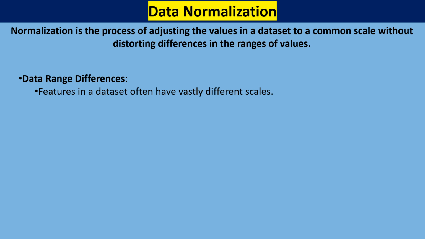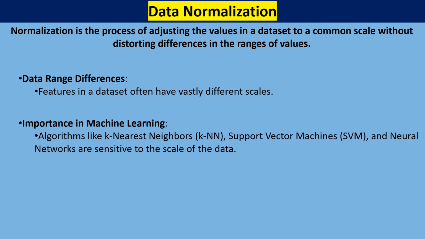Data scaling differences. Features in a dataset often have vastly different scales. For example, comparing a feature like age ranging 0 to 100 and income ranging 10,000 to 2 lakh. If left unnormalized, income will dominate model training due to its larger numerical range.